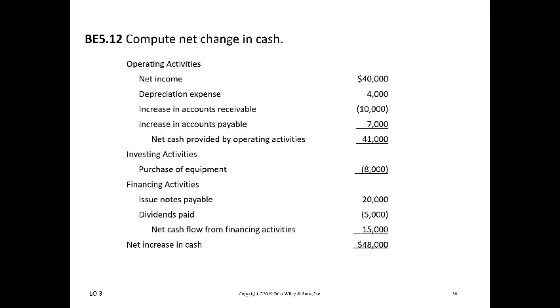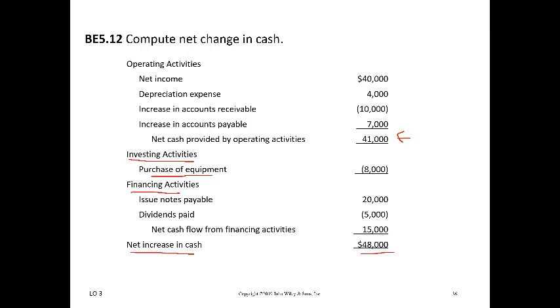So we can finish up our statement of cash flows. We got to this point by answering part one of that question. Our investing activities, we have the purchase of equipment of $8,000. Our financing activities, we have the issuance of note payable and dividends paid, so $15,000 net cash flows from financing activities. And then at the end, we have our net increase in cash of $48,000.